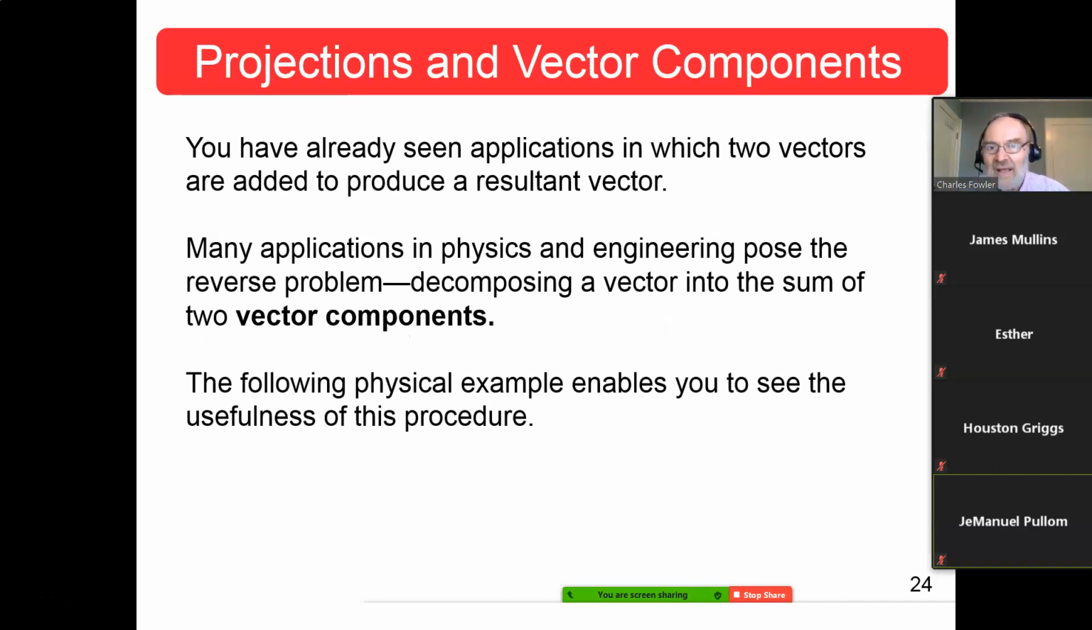You've already seen applications in which 2 vectors are added to produce a resultant vector. We did that a while back, mostly in 2 space. I don't know if we've done much of it in 3 space, but it works the same way. Many applications in physics and engineering pose the reverse problem, decomposing a vector into the sum of 2 vector components. And these aren't always your x, y, z components or x and y components. The following physical example enables you to see the usefulness of this procedure.